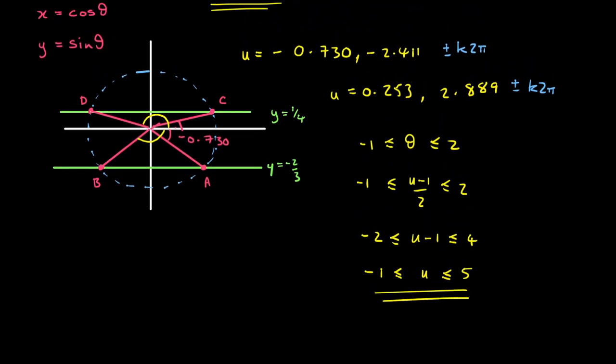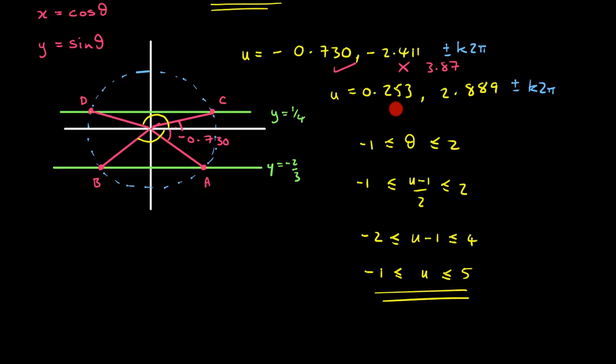So what does that mean? Well, it means that one is okay. That's fine. But this one is not fine because it's outside the bounds for u. So what could we actually do? Well, we could take this one and add 2 pi to it and see if we get a valid solution. So if I take the -2.411 and add 2 pi, then what I get is 3.87. And 3.87 does fit within that set of values, so that's good.